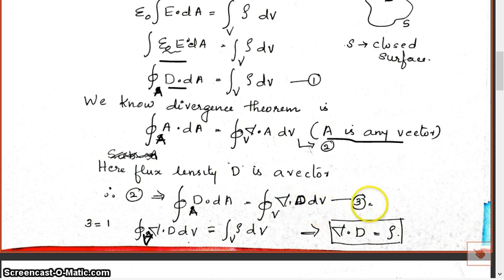Now I can equate equation 3 and equation 1. There you can see the left hand side is equal, so obviously the right hand side will also be equal. So I can write the volume integral of del dot D dV is equal to the volume integral of rho dV. Both are volume integrals, so finally I can conclude that del dot D is equal to rho. That's our first equation, Maxwell's first equation.